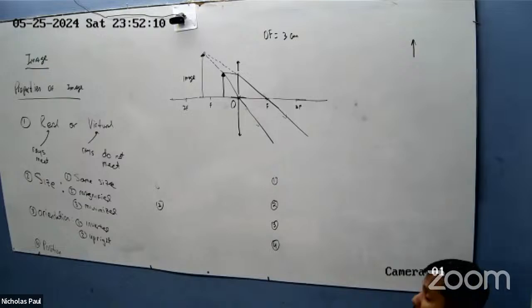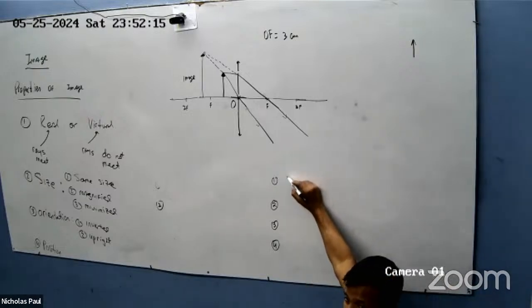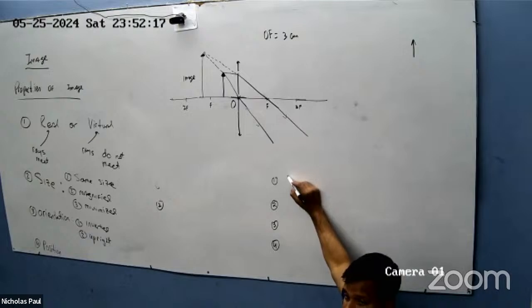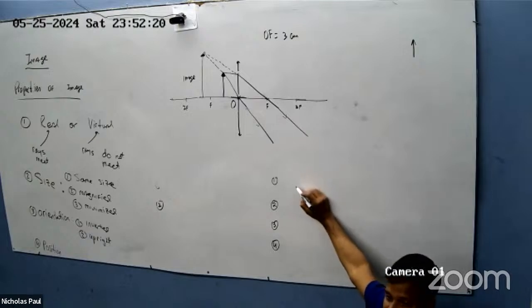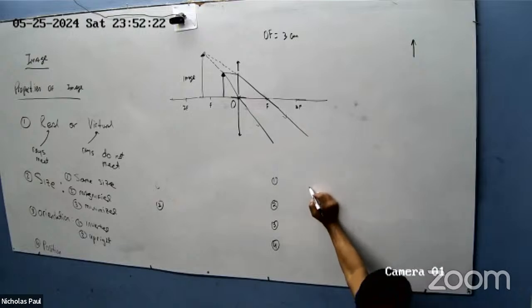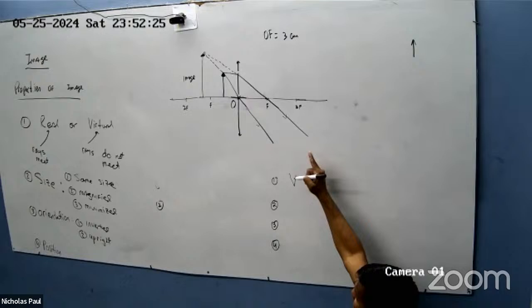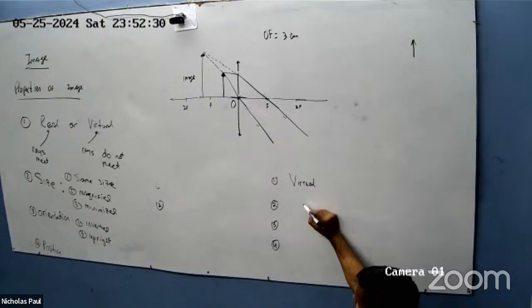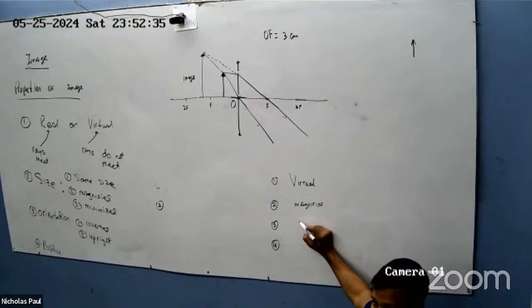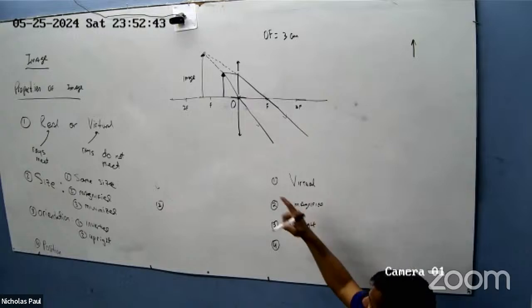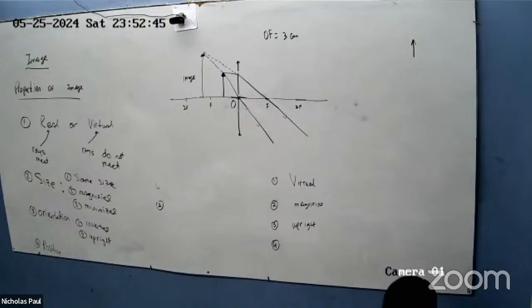Right, let's go, Anya. Come, all four now, please. First one is what? Virtual, good, because the ray is now meeting, right? Second, magnified. Third, upright. Right, same as the object. And fourth one, how would you say that?